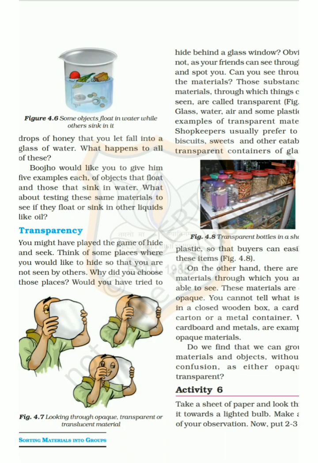The fourth property is transparency. What is the meaning of transparency? Materials through which things can be seen easily are called transparent. In our lesson, you might have played the game of hide and seek. Think of some places where you would like to hide so that you are not seen by others. Why do you choose those places?